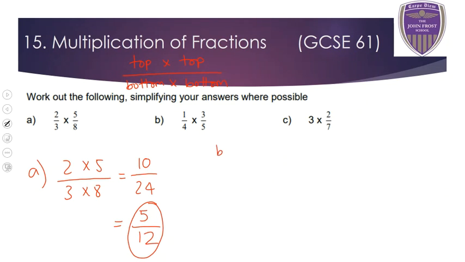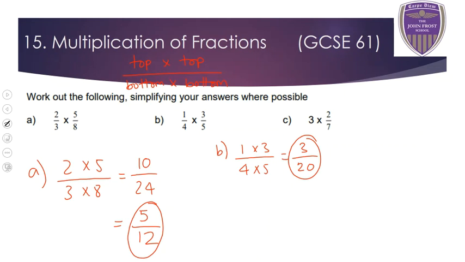So same thing applies then for question B. It's going to be 1 times 3 on top, 4 times 5 on the bottom, just your times tables. In this case, you can't simplify. 1 times 3 is 3, 4 times 5 is 20. That's just the answer.